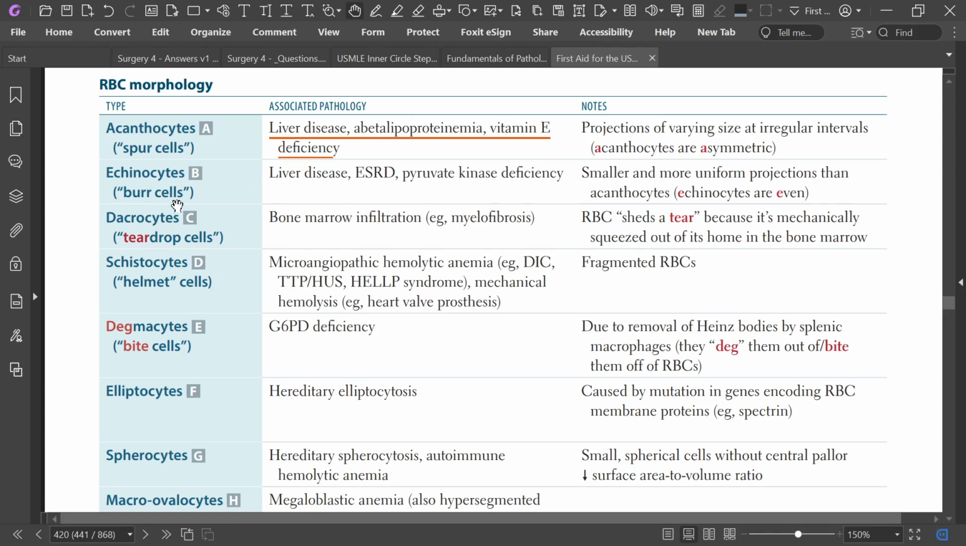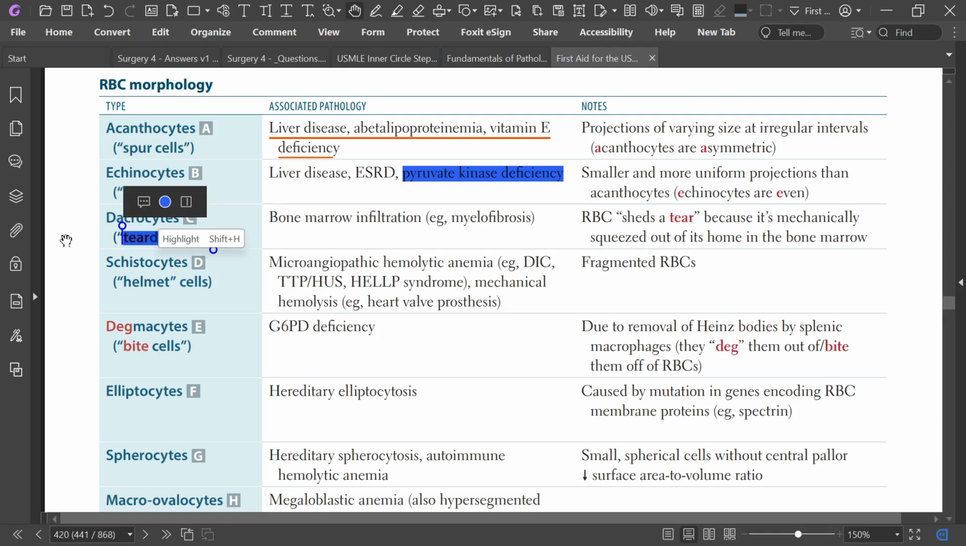Echinocytes, also known as burr cells, are also present in liver disease, ESRD, and pyruvate kinase deficiency. This one is very high yield: in pyruvate kinase deficiency, there are echinocytes or burr cells. These echinocytes have even, uniform projections, smaller and more uniform.